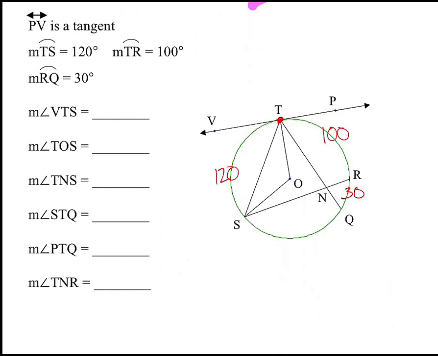We got angle VTS. Well, that's on the circle. So that means that VTS is going to be 1/2 of the 120. So that's a 60-degree angle.